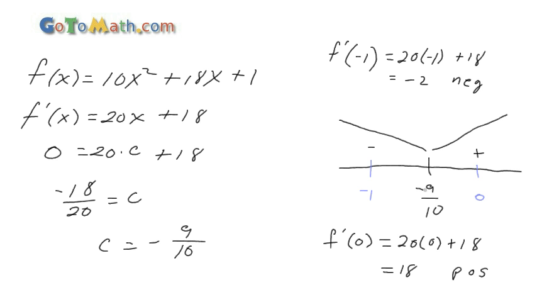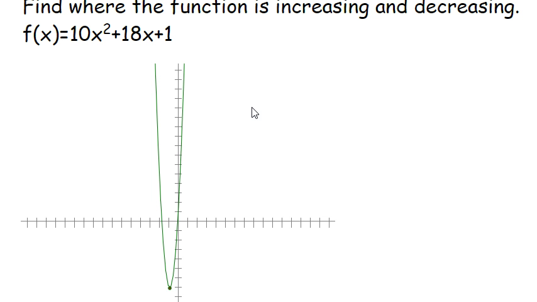Okay, so there we go. Alright, let's go back to the graph. We got time. Yeah, we got some time. So as you can see here, this is negative 1 right here. So you can see this looks about negative 9 tenths. And we're not concerned about the y value at this point. But you can see that it's decreasing, right, from negative infinity, and increasing from negative 9 tenths to positive infinity.